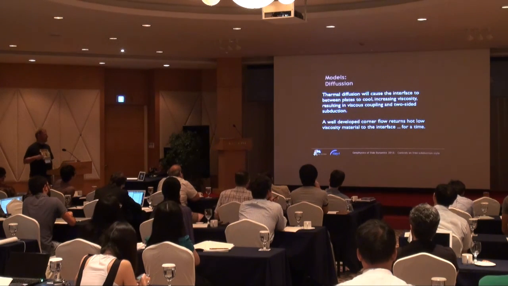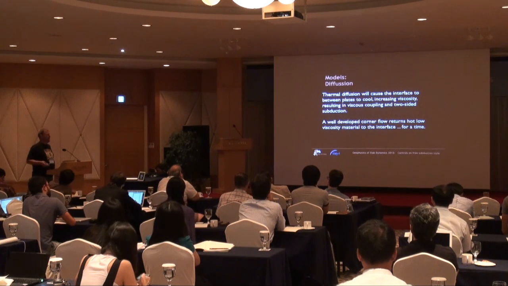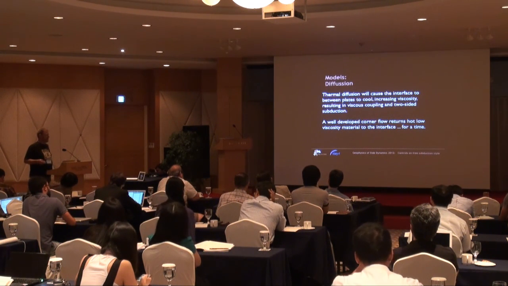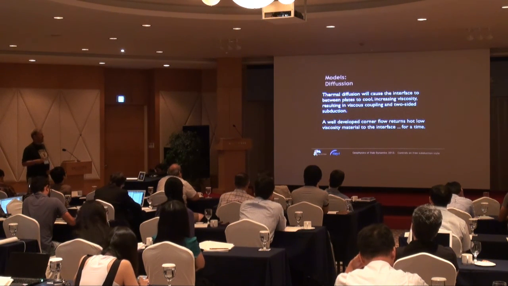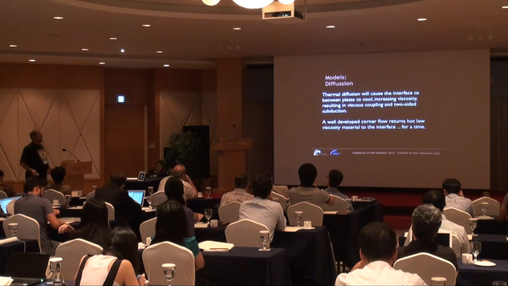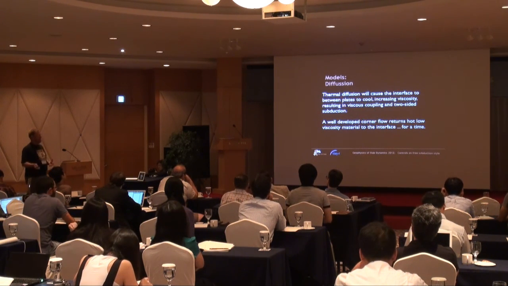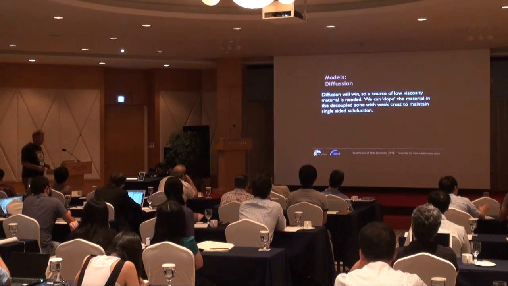Okay, so what we just showed is that thermal diffusion is going to cause the interface between the two plates to cool. Viscosity of that material is going to increase, and you get this viscous coupling and two-sided subduction. A well-developed corner flow, like I showed you, if you spread those plates out a bit, can return this hot, low viscosity material to the interface, but only for a short time. And the reason is because diffusion always wins.